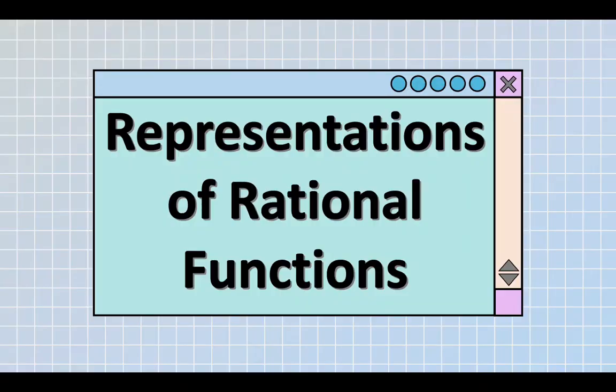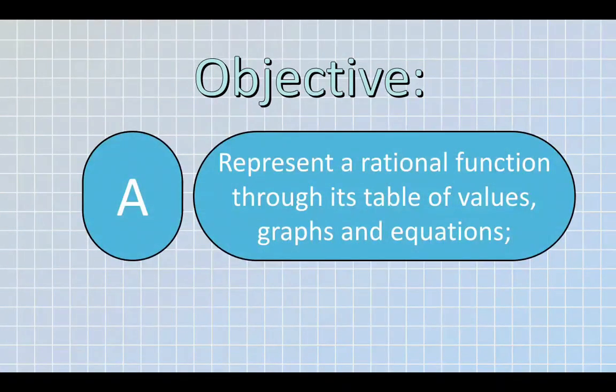Good day everyone. Today we are going to discuss representations of rational functions. At the end of this lesson, the learner is able to represent a rational function through its table of values, graphs, and equations.